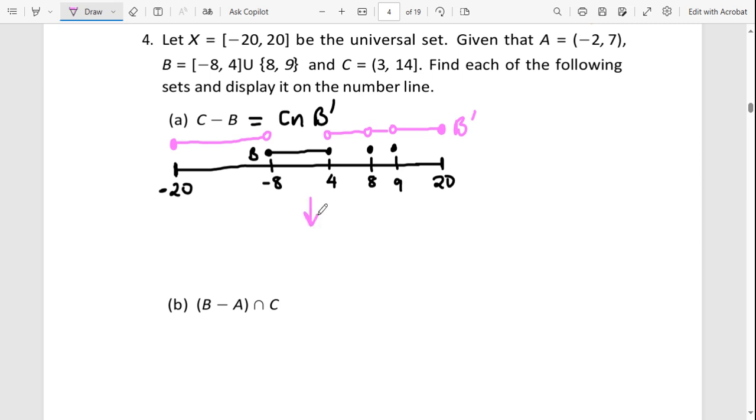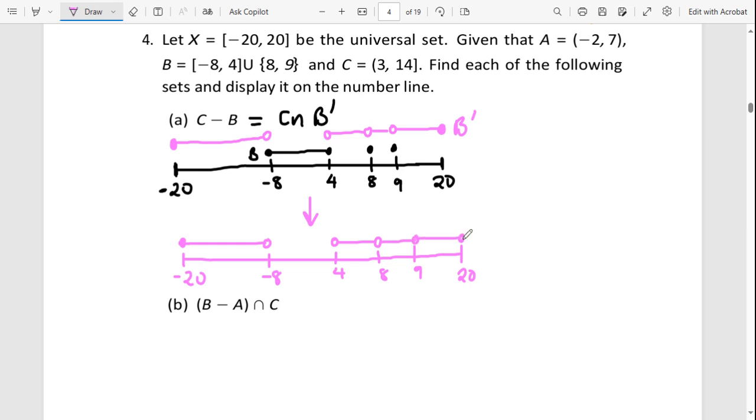So we can bring it down now. So from negative 20 up to negative 8, and then 4, and then 8, 9, positive 20. So this is shaded. This is not. This is not. This is not. This is not. Then this is shaded. That's our B complement.